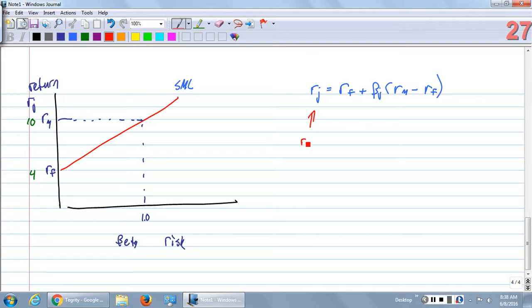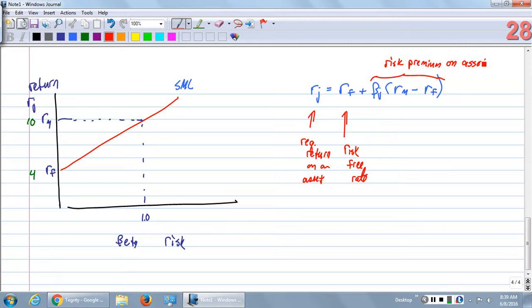R sub J is the required return on an asset. RF is the risk-free rate. This is what we could get without any risk at all. So if we're looking at what rate we should require on a certain risky asset, we want to begin with, well, what could we get without any risk? And then we need to add in a risk premium. So this entire term, including the beta through the brackets, is the risk premium that we would require to invest in asset J.